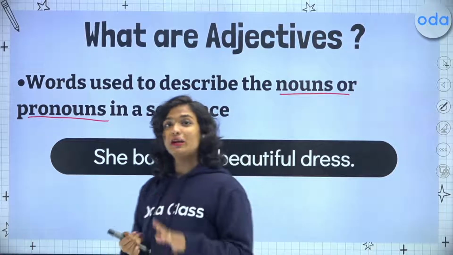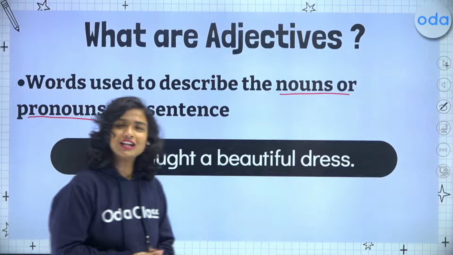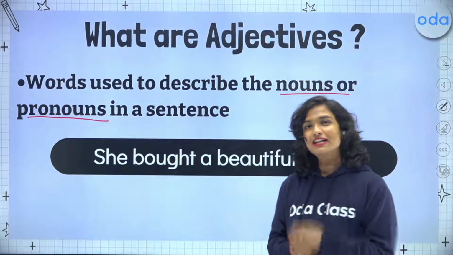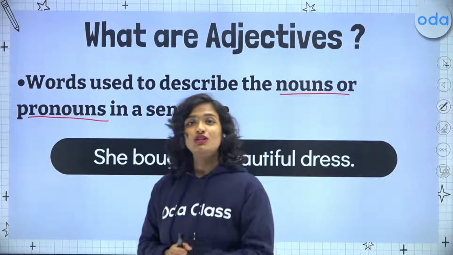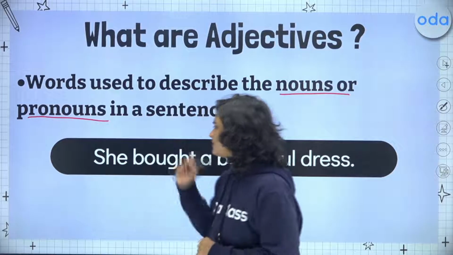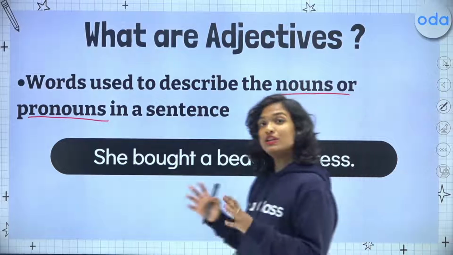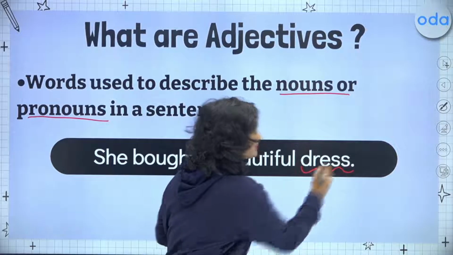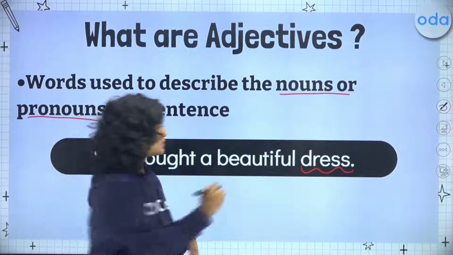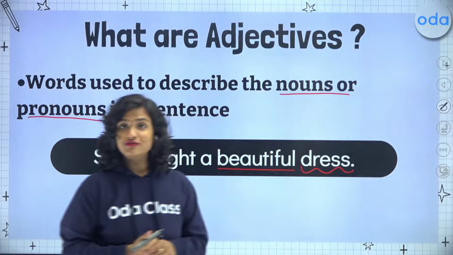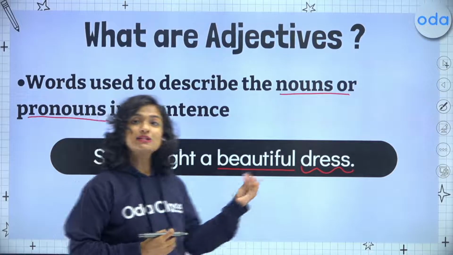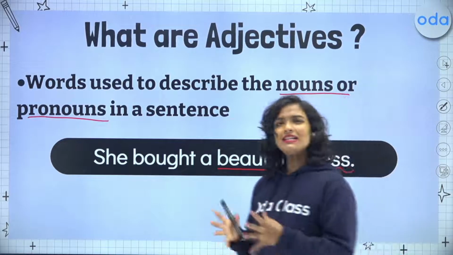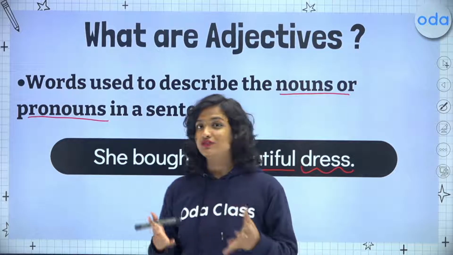Now, if you want to learn about nouns, pronouns, or adjectives, I have done videos on all 3 of these topics in the past, so you can look for them on the ODA Class channel. But for now, she bought a beautiful dress. Here we have a noun, which is dress, and an adjective, beautiful, which is describing the dress to us. That, in essence, students, is what adjectives do.